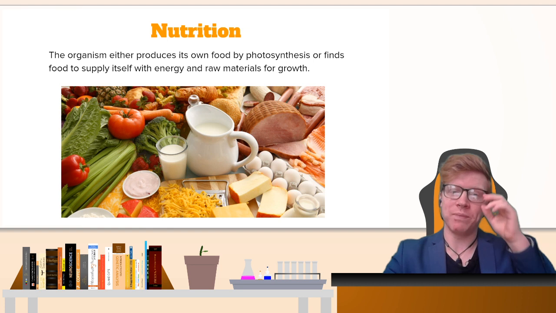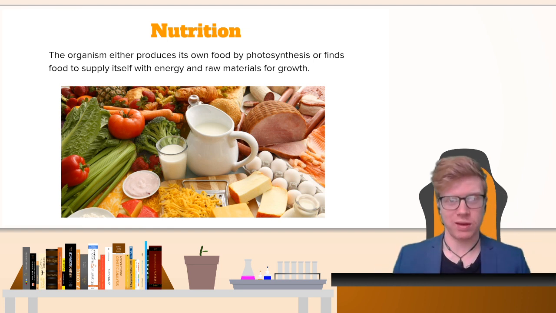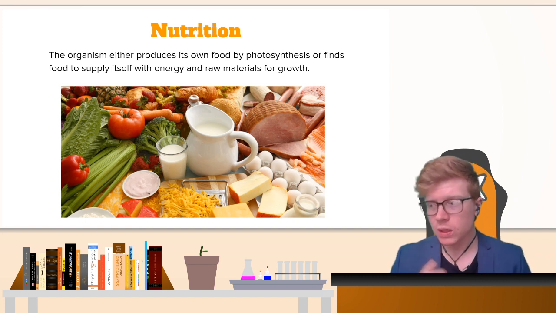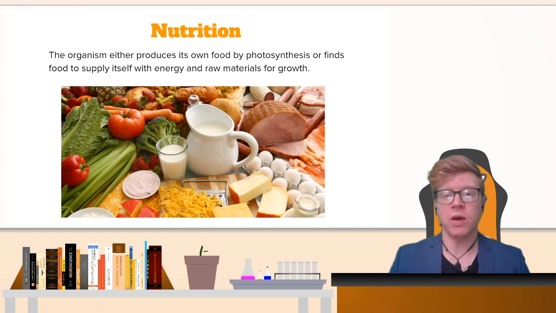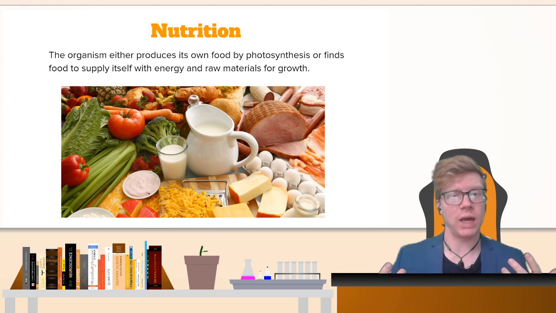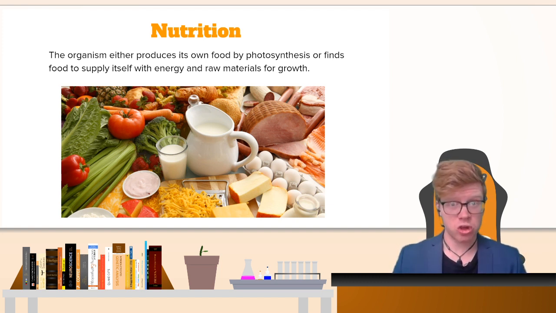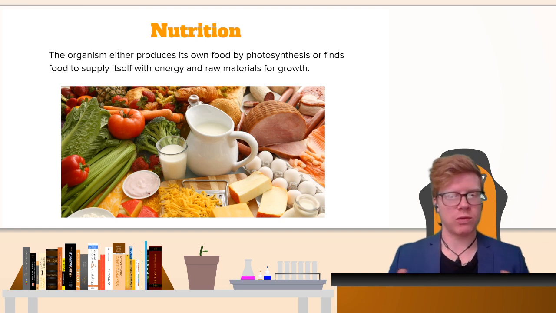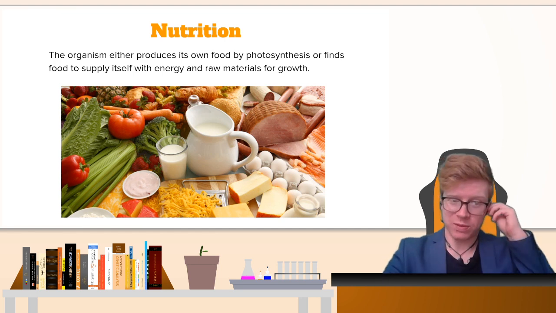Then we've also got nutrition. That's the taking stuff in. Organisms tend to either produce their own food through processes like photosynthesis, where they turn light and other precursors into sugars that they can then use to supply themselves with energy, or they need to consume stuff. And so we'll be talking a bit more about how organisms get their energy and the raw materials they need to be able to grow over the course of this term.